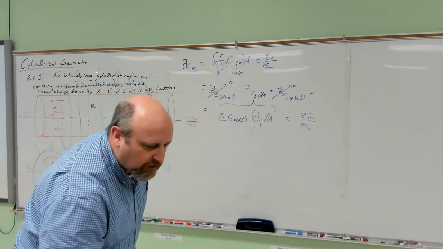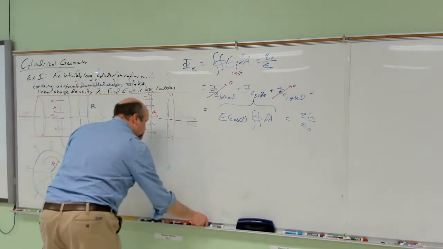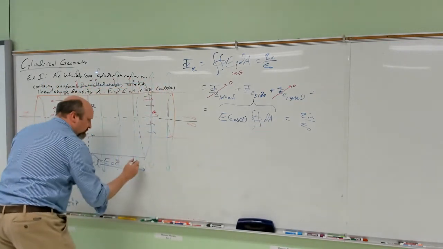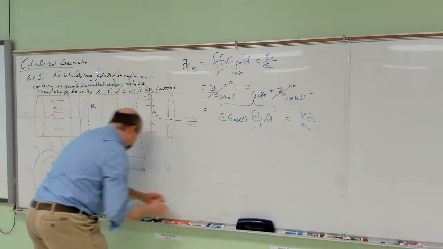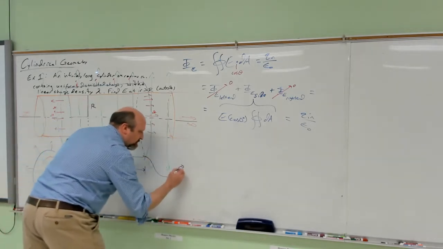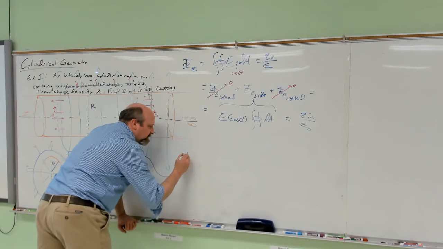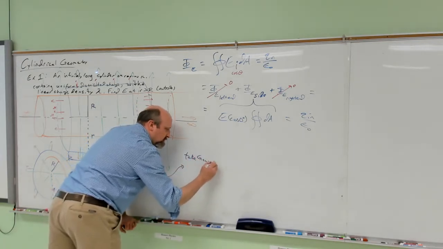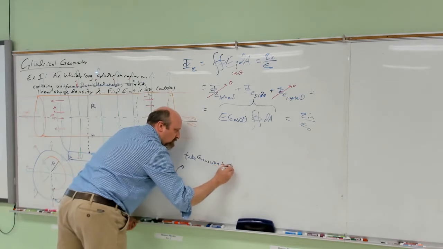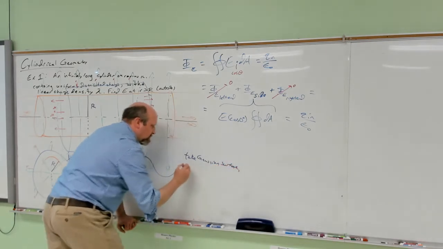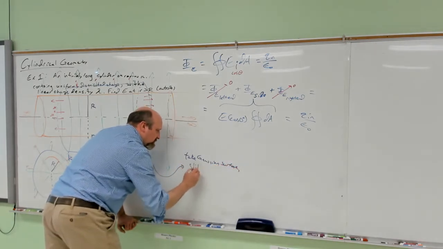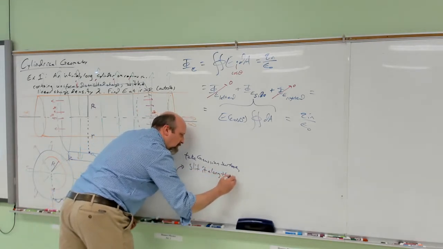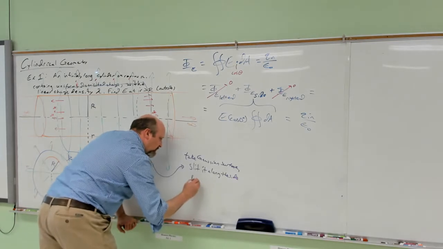So what I'm doing is, when I go to find that area, I'm going to take that Gaussian surface, slit it along the side, and unroll.